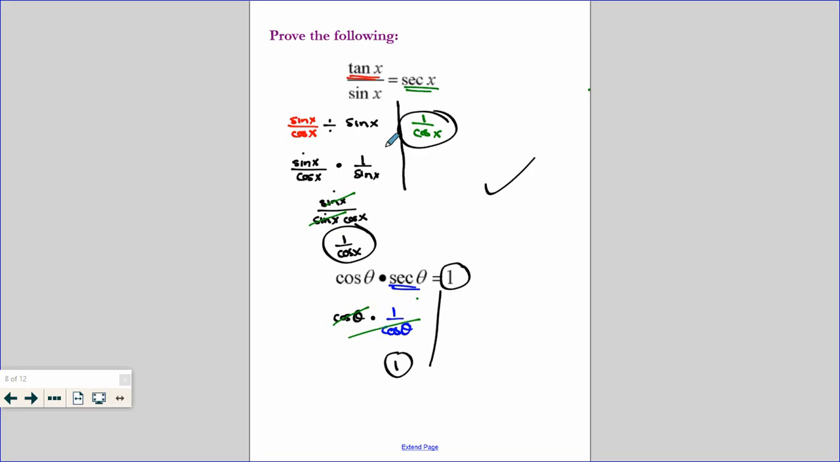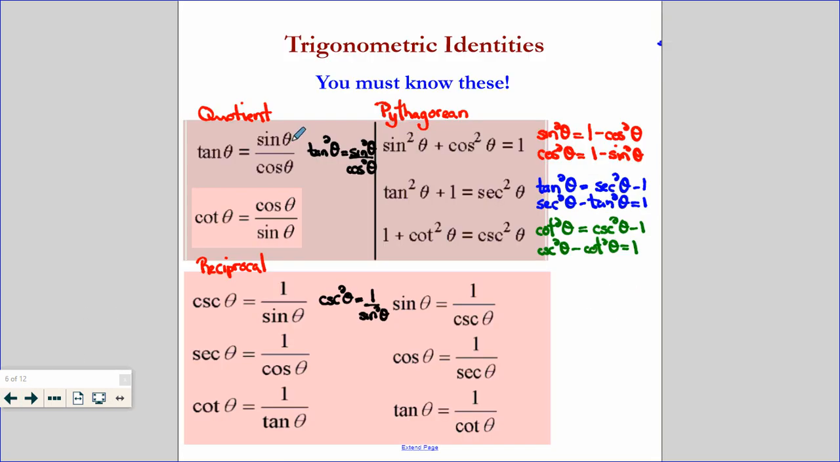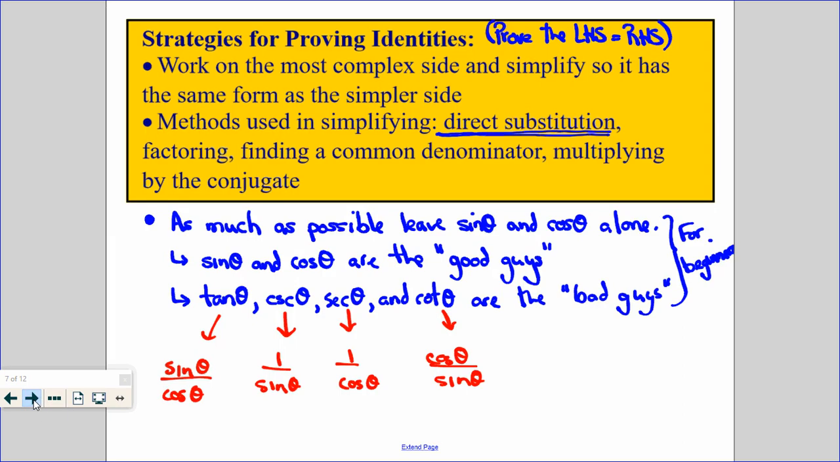And I just want to point out that any changes I've made, this red tan x became sine x over cos x, and this secant x became 1 over cos x, and this secant theta became 1 over cos theta. That's all coming from this right here. So tangent x became sine x over cos x, and secant x became 1 over cos x, and secant theta became 1 over cos theta. All of those changes are happening on this page that you need to know.